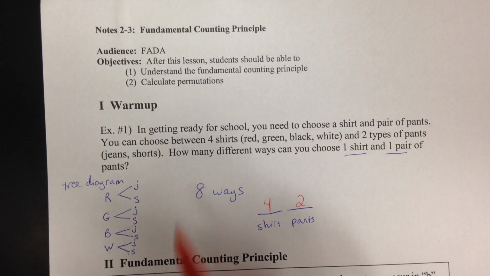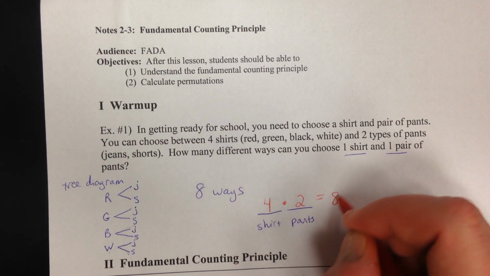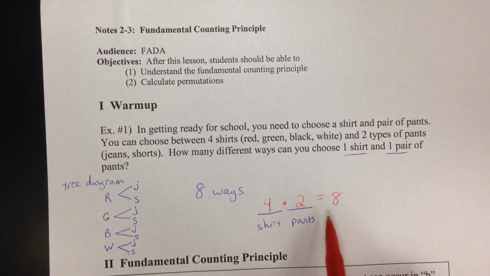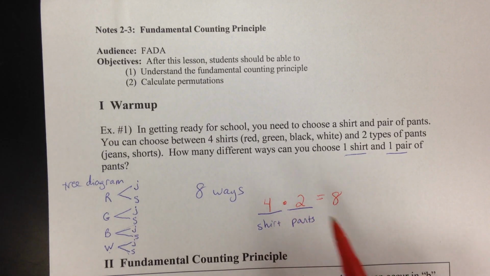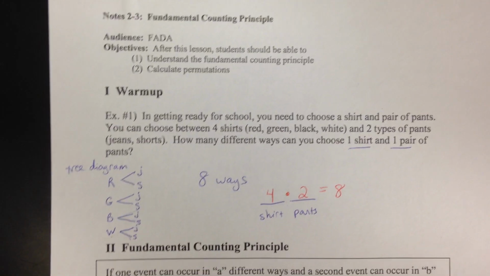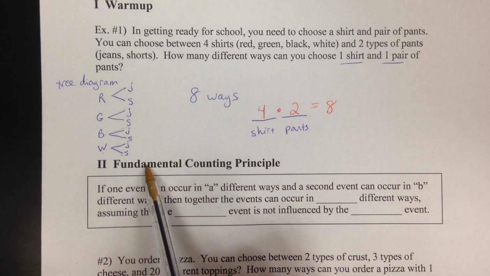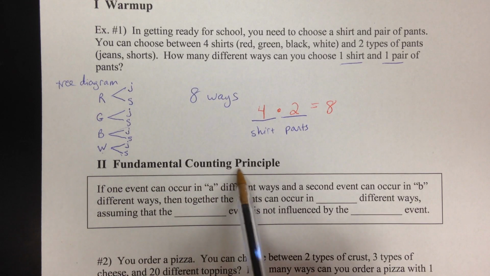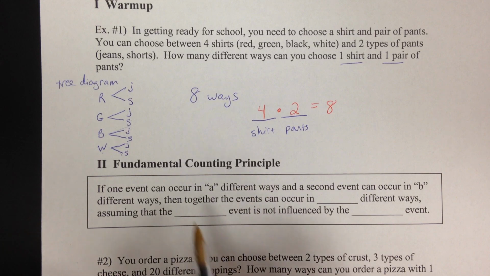Now, to get the number 8 out of this, what we do is we multiply. 4 times 2 is equal to 8. That is the number of ways of choosing 1 shirt and 1 pair of pants. So what happens is we end up multiplying those numbers together. And what this is called is the fundamental counting principle. Fundamental is something that means really basic but important. It's a foundation for something. And in this case, it's the way that we count when we're choosing the number of ways of doing something.